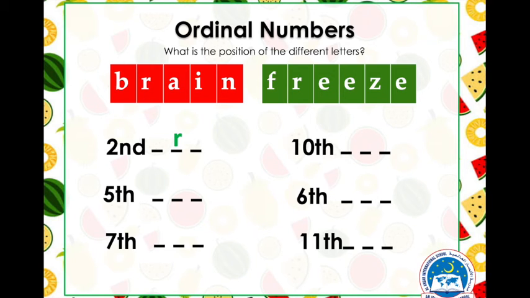You can pause and come back to find the answer. First, second, third, fourth, fifth. So the letter N is in the fifth position. Let's look at what letter is in the seventh position. First, second, third, fourth, fifth, sixth, seventh. If you've guessed that the letter R is in the seventh position, well done. Super job.